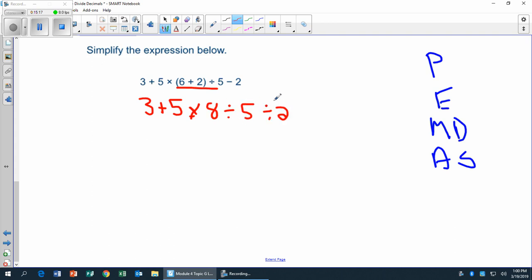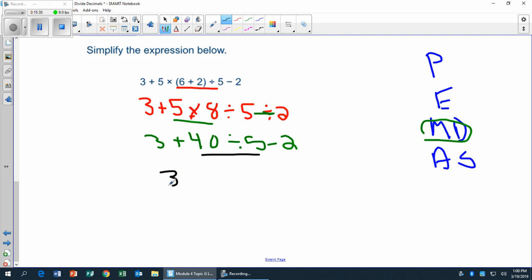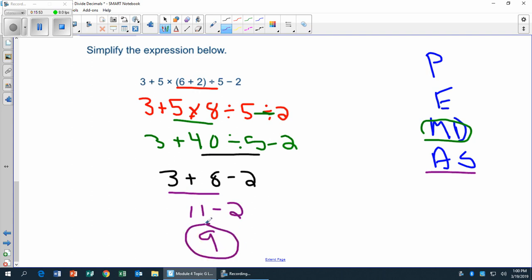So we see that we need to multiply and divide before we add and subtract. So we see this multiplication here, so we're going to do that next. And then we see some division, so we're going to take care of that next. And then we have our addition and subtraction in whatever order they come, left to right. So that's first. And we end up with an answer of 9. And I'm going to circle my answer to make it stand out.